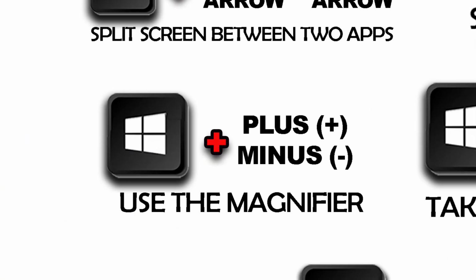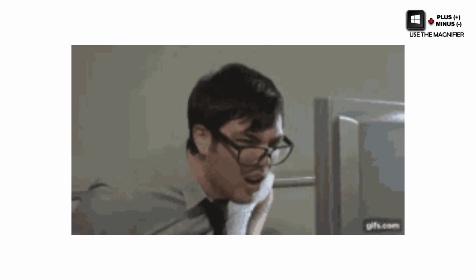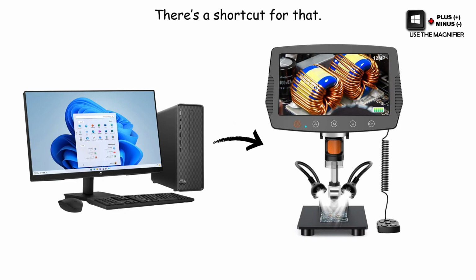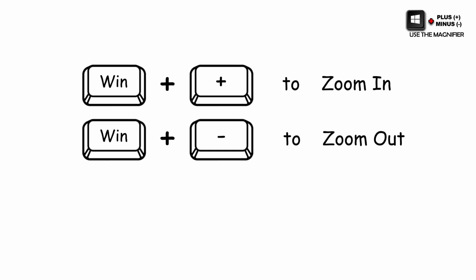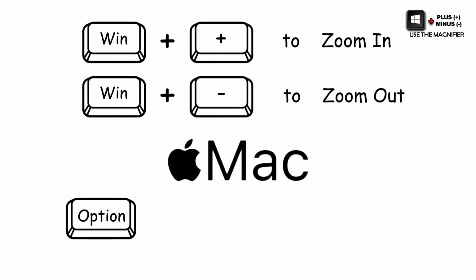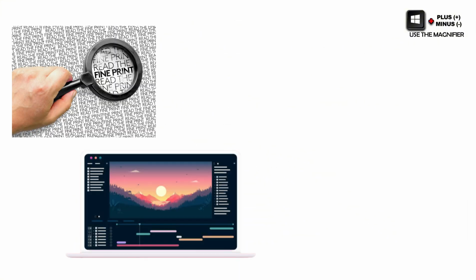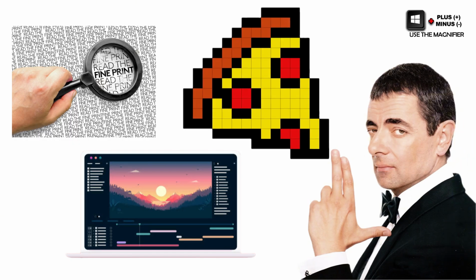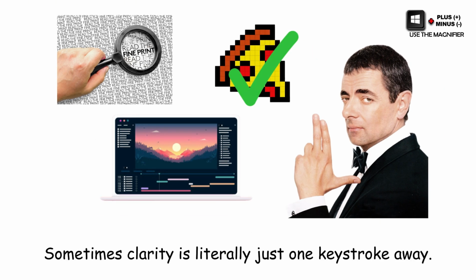Use the magnifier. Ever squint at your screen trying to read tiny text or spot a small detail in an image? There's a shortcut for that, and it turns your screen into a digital microscope. Press Windows++ to zoom in and Windows+- to zoom back out. For Mac users, hit Option plus Command++, same effect. It's perfect for reading fine print, editing graphics, or just pretending you're in a spy movie analyzing pixelated evidence. Zoom in, zoom out. Done. Sometimes clarity is literally just one keystroke away.